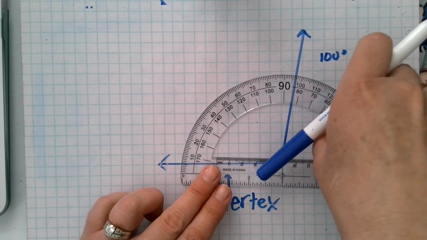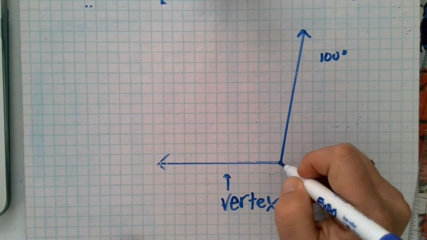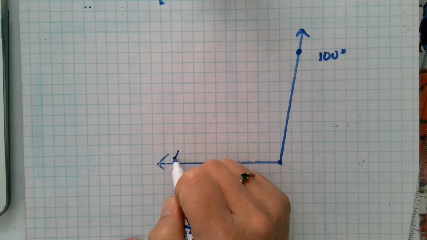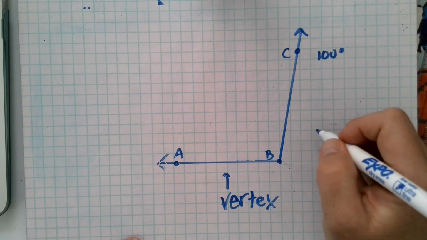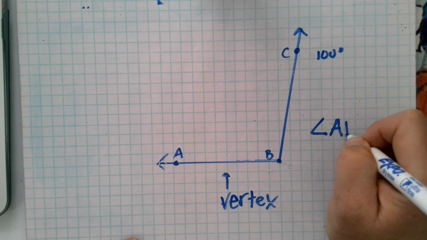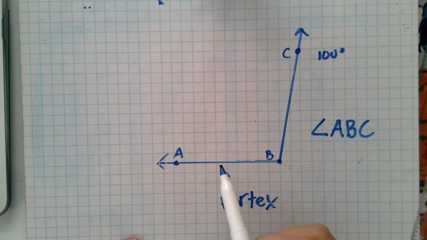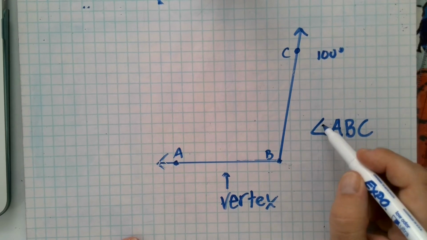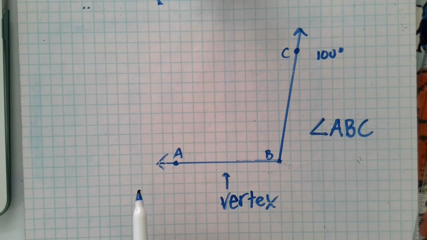Okay, the final thing I want you guys to know is that when you name an angle, sometimes there will be letters on here. Let's say it was A, B, C. The way to write that would be angle ABC. And that's just the correct way to name it. You make sure that the middle letter is your vertex, and this little symbol means angle. So we know it's an angle made by these points, A, B, C.